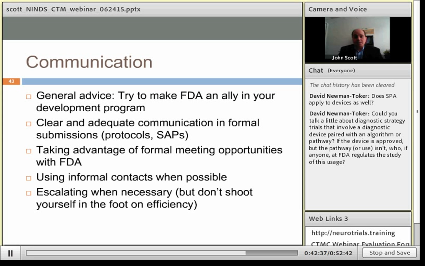And I don't want to suggest that we're stonewalling people that we don't agree with. That's not the case at all. But it's much easier to persuade someone to accept a novel design if they understand the rationale and the importance of that design in the context you're studying. Some dimensions of that include very clear and adequate communication in your formal submissions and taking advantage of formal meeting opportunities with FDA, as well as informal contacts when possible. And in some cases, when you really can't come to an agreement with FDA, sometimes escalating the issue can be helpful. But it can also be time consuming. It's not always a good idea.